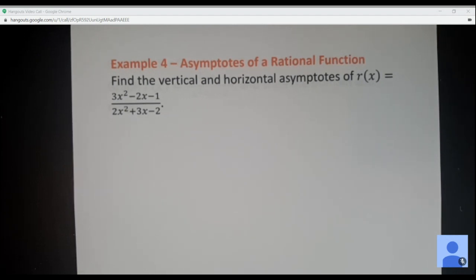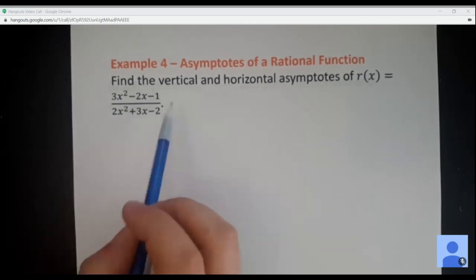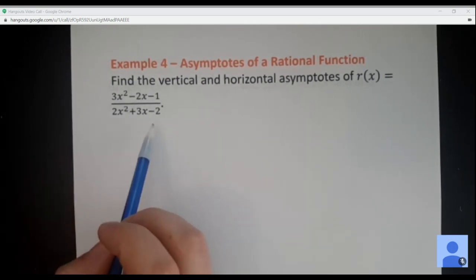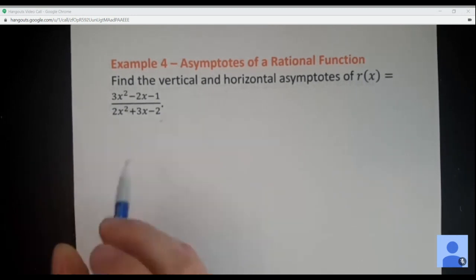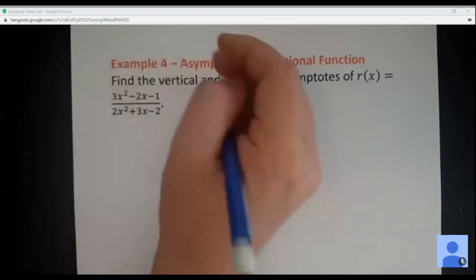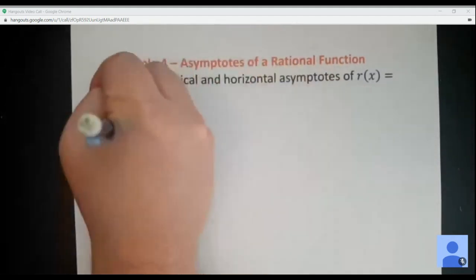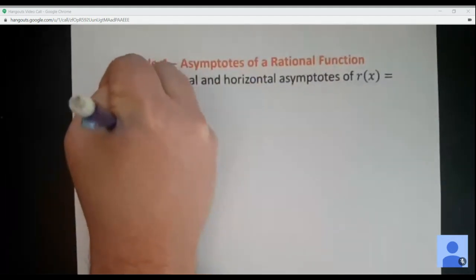Okay, so like I said, for the vertical asymptotes, we're just going to set this not equal to 0. We're going to factor if possible. We're going to find those. Okay, so I'm not going to take any time to do that right now. We'll spend some more time doing that next week. I want to focus on the rules for horizontal asymptotes right now.